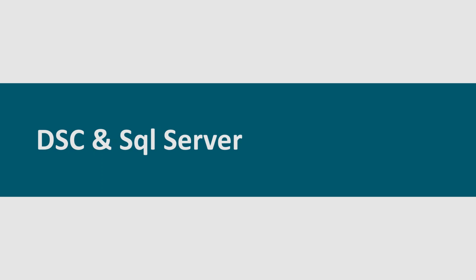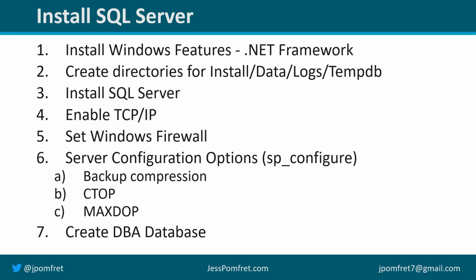All right, great. So now we're moving on to the DSC and SQL Server section. Now, as I said, I'm a SQL Server DBA, so one of the things I do reasonably often is install SQL Server. So I have this checklist. These are the things I'm going to do when someone comes to me and says, I need a new SQL Server. I'm going to install Windows features, perhaps .NET Framework, depending on the version. I'm going to create my directories for my install files, my data, my logs, my tempdb. Then I'm going to install SQL Server. I'm going to set up TCP/IP and the Windows firewall so I can connect remotely. And then I have a few server configuration options that I'm going to want to set. I just picked out a few for this demo.